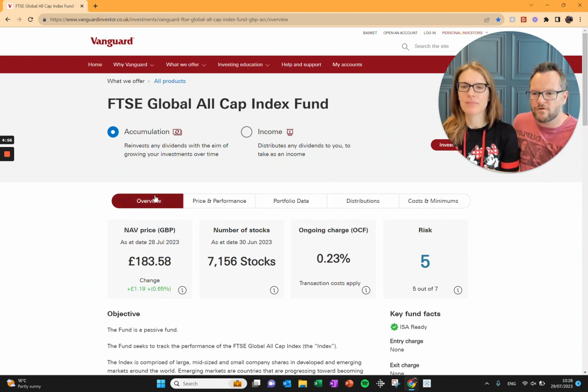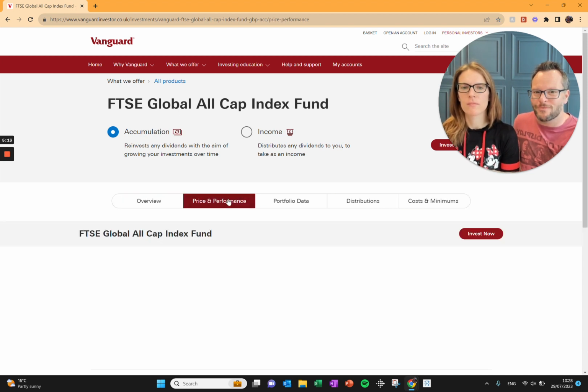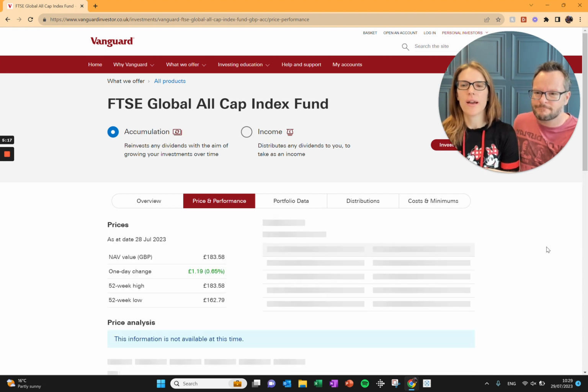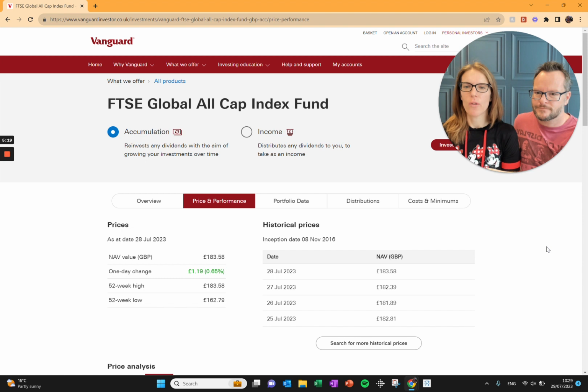So the information we've got is the overview page, price and performance, so that is the previous results and how much it costs. Portfolio data, which tells you what's actually in it. Distributions, which is the dividends, and costs and minimums. So let's have a little look at price and performance so you can see that, and then we'll go on to the other pieces.